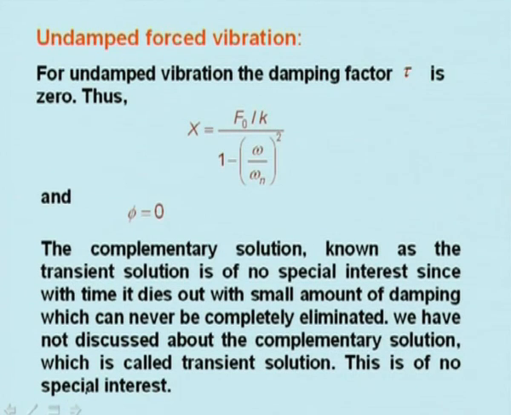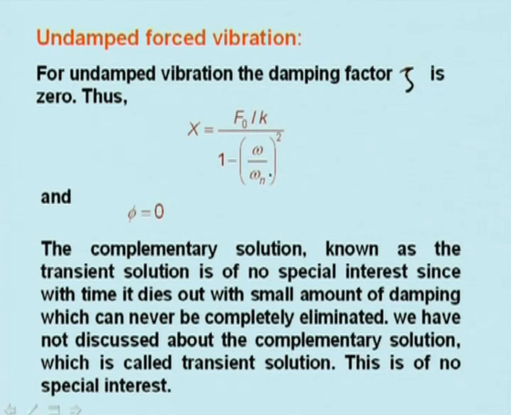Now for undamped forced vibration, the damping factor zeta is 0. Thus we get X equal to F0 by k divided by 1 minus (omega by omega n) squared, and we get phi equal to 0. There is no phase difference between the forcing function and the response. Now we are getting this type of expression.